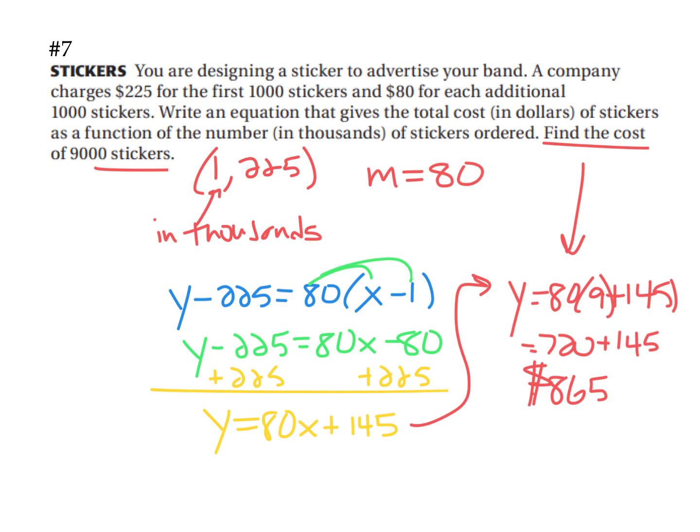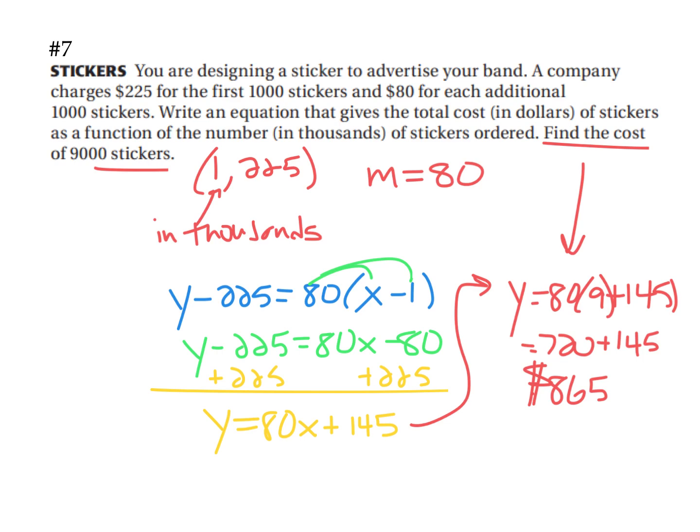The number of stickers determines the cost, right? The cost is a function of the number of stickers. The stickers is the input, the 225 is the output. And then 80 is our rate of change. We can write an equation here in point slope form and then get that in slope intercept form because we want an equation that gives the total cost. Y is our total cost for the stickers as a function of the number of stickers ordered, again, in thousands.